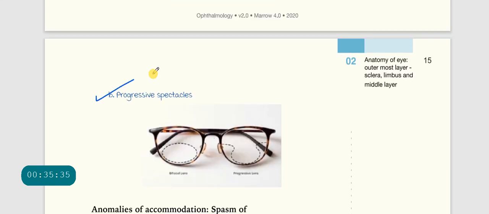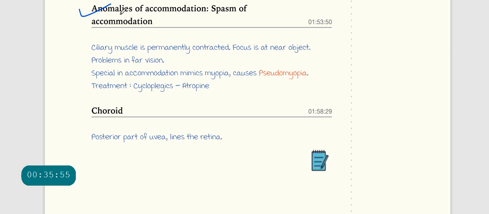Now we'll discuss some anomalies. So, spasm of the accommodation. How can the accommodation be spasmed? It can be due to ciliary muscle contraction. There would be a completely permanent contraction of the ciliary muscle, due to which there is a spasm of the accommodation. Now the focus is at the near object, due to contraction. So there would be a problem in the far vision. Usually there is a focus on the near object, so there would be a problem in the far vision.